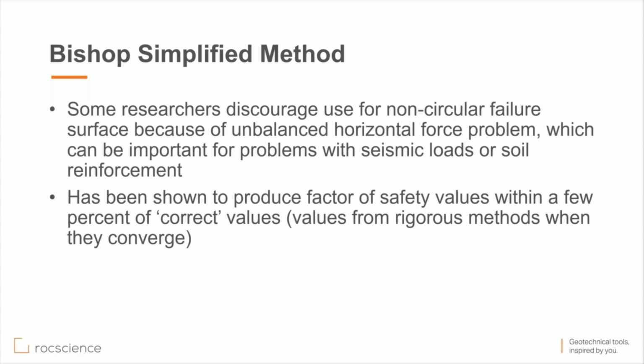We must understand that as simple as this method is, it is known to produce factor of safety values that typically are within just a few percentage points of what we'll call correct values. Those are the values from rigorous methods when they converge to the true critical surface. So the Bishop is simple, but it's very useful because it often gives values similar to those of rigorous methods.